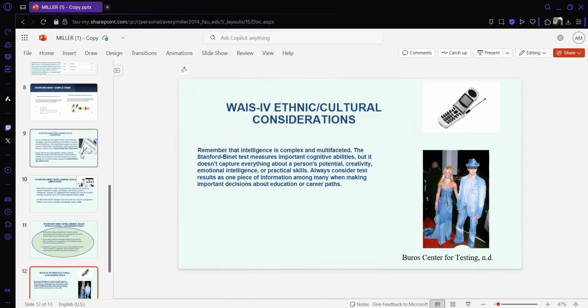And last but not least, remember that intelligence is complex and multifaceted. The Stanford Binet test measures important cognitive abilities, but it doesn't capture everything about a person's potential, creativity, emotional intelligence, or practical skills. Always consider the test's results as one piece of information among many when making important decisions about education and career paths.